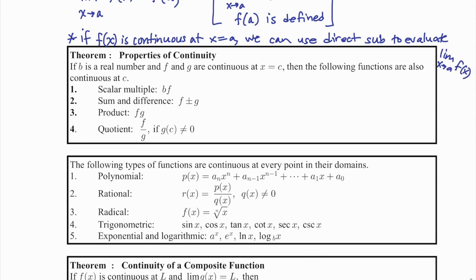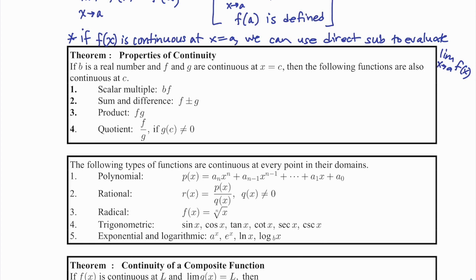So, some properties of continuity, and these are going to look a lot like the properties of limits that we had in an earlier section. It says if b is a real number and f and g are functions that are continuous at x equals c, then all of these other combinations of functions are also continuous at that same point. So we can multiply the function that we know is continuous by a scalar, so we can double it, triple it, multiply it by -5, and that new function is also continuous at that point.